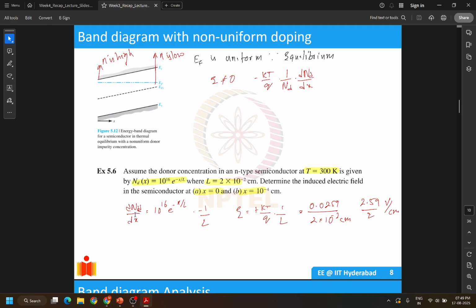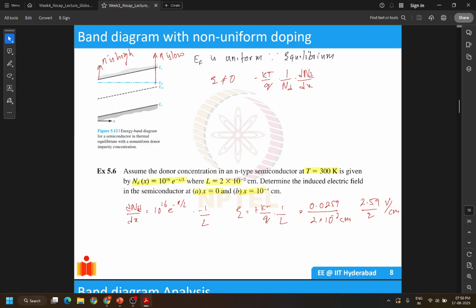So Nd of x is 10 per 16 e power minus x by L. dNd by dx will be 10 per 16 e power minus x by L into minus 1 by L. So then electric field becomes kT by q into 1 by L, and so 1 by Nd cancels out with Nd. So dNd by dx is equal to minus Nd by L. So you put it here, Nd cancels out, minus minus cancels out, it becomes kT by q into 1 by L.